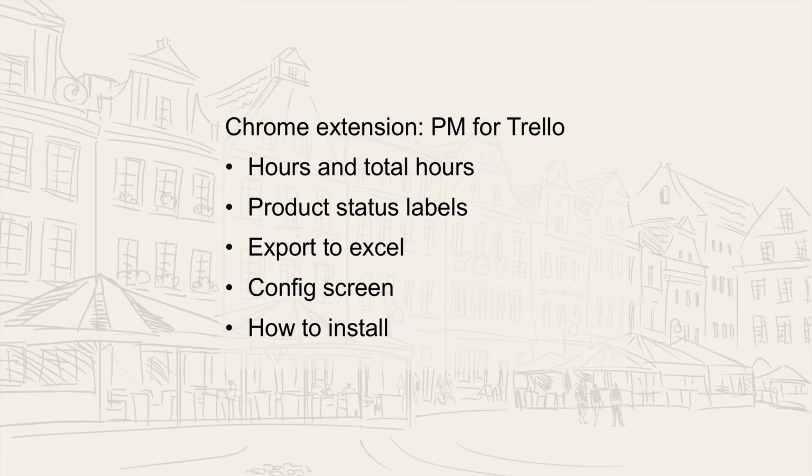Next, I'd like to give you a little bit more information about the Chrome extension. So we call it PM for Trello. So I'll just go over the hours again, the product status label, how we can export the data to Excel, a simple configuration screen, and a reminder of how to install so you can try it out yourself.